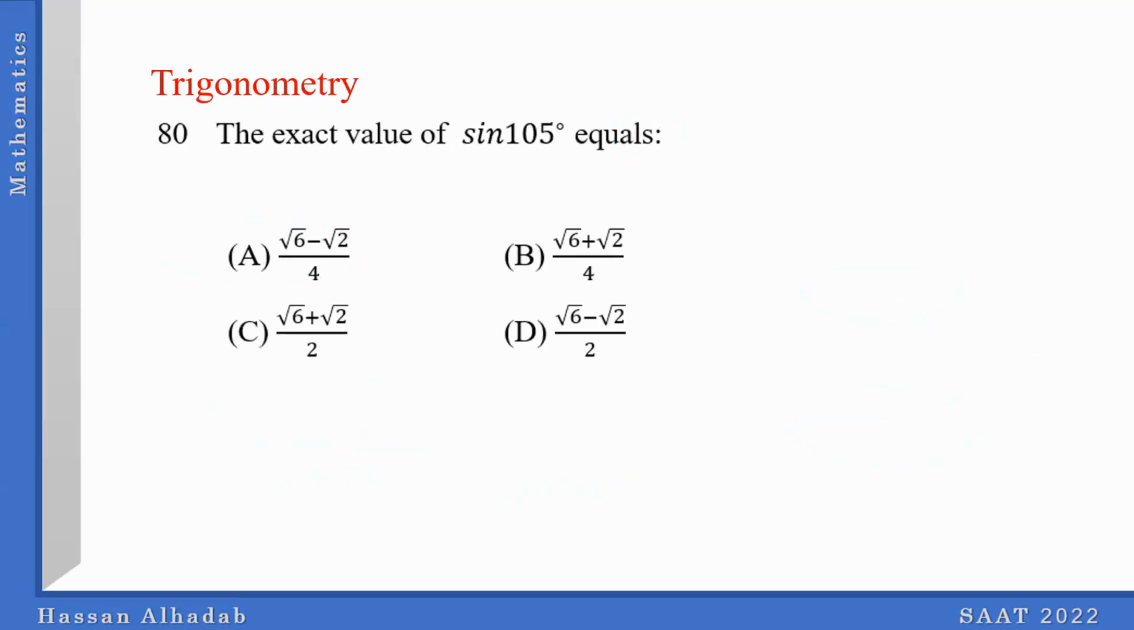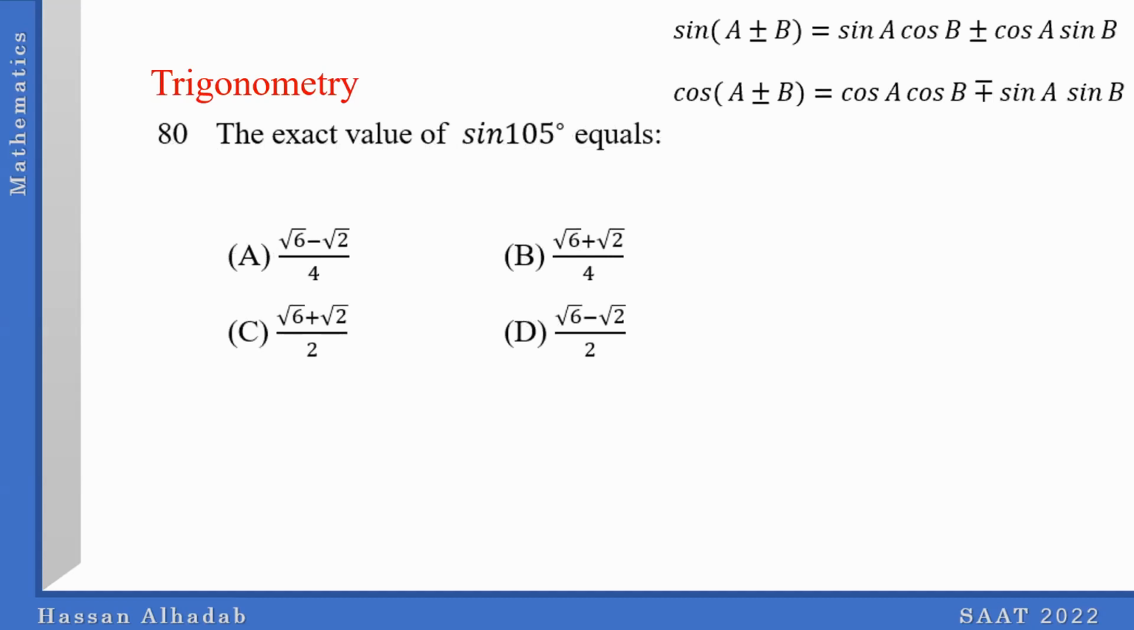So I guess you guys know the formula, which is when you add angles inside sine or inside cosine. So when you add angles inside sine, A plus B is going to be sine A cosine B plus cosine A sine B, with the same sign. If it's plus, plus, if it's minus, minus. Cosine, change the sign from plus to minus, minus to plus, and it's cosine A cosine B minus sine A sine B.